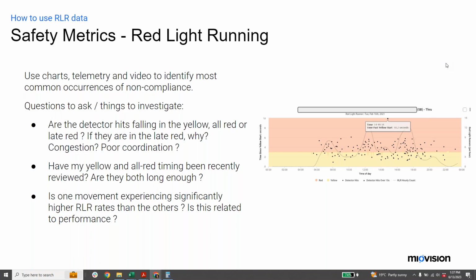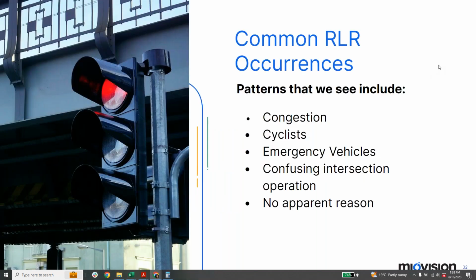And again, the reason that we look at all four movements at a four-legged intersection is: is there one movement that's experiencing significantly higher rates than others? Is this related to performance? Oftentimes where we see a congested movement, a movement with a lot of split failures, we often see more red light running. People are getting frustrated. They're entering the intersection and they can't necessarily clear it. They get stuck in the middle of the intersection for the next green phase, things like that. That's a pretty common one as well. Which is what leads us here.